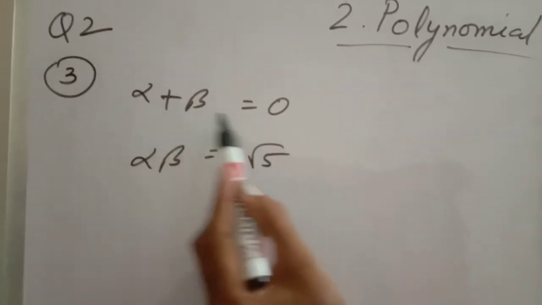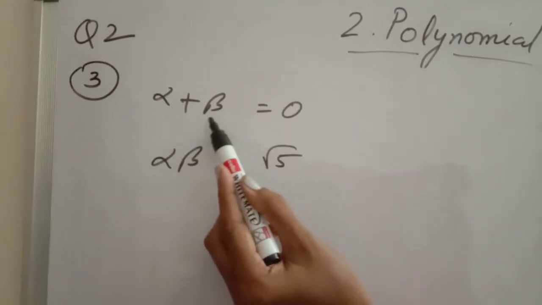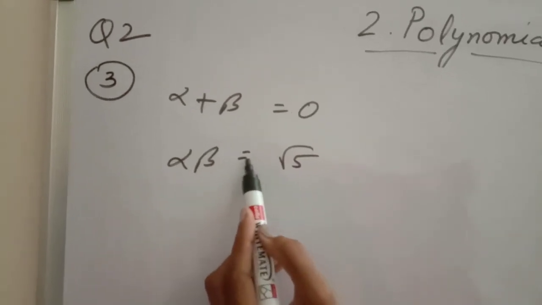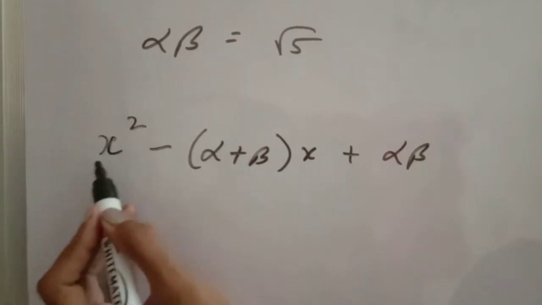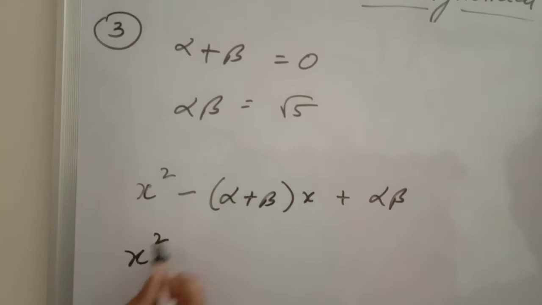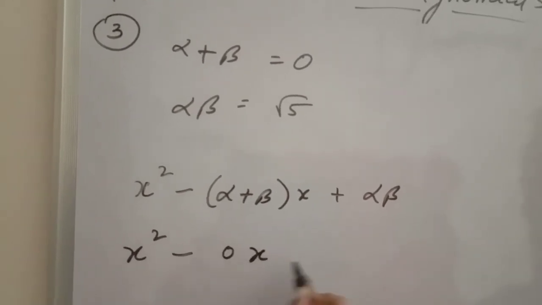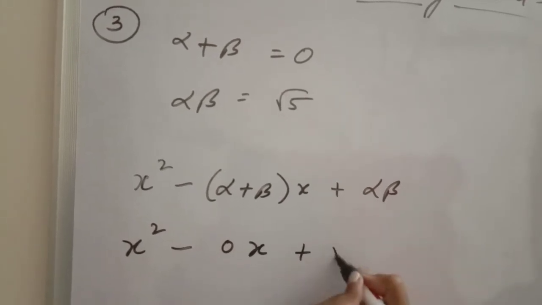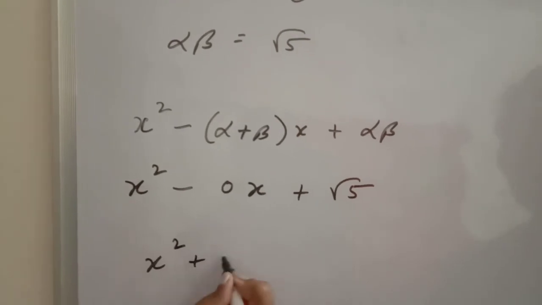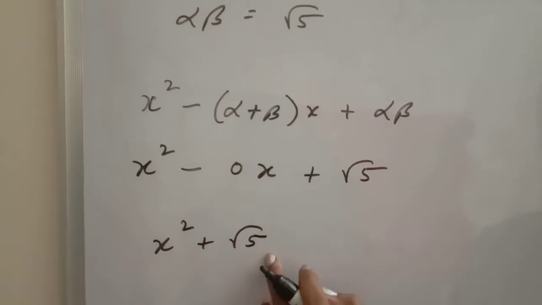Third, here the sum of zeros is 0. That is alpha plus beta equals 0. It is given, and alpha into beta is equal to root 5. So this is my polynomial. I will write x square minus, what is alpha plus beta given? 0. So 0 into x plus, what is alpha into beta given? Root 5. So 0 into x is 0. So x square plus root 5 is my required polynomial.